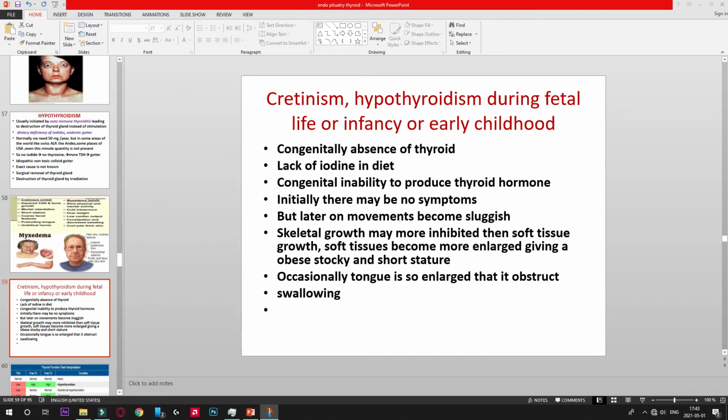First, we will take the cretinism in childhood. Cretinism is hypothyroidism during fetal life or infancy or early in childhood. This hypothyroidism or cretinism may be due to congenital absence of the thyroid gland, or lack of iodine in the diet. It may be the congenital inability to produce thyroid hormone. Initially, there may be no symptom, but later on, movement of the neonate becomes sluggish. Then, a very important thing, the skeletal growth may be more inhibited as compared to the soft tissue growth. Soft tissues become more enlarged, giving an obese, stocky, and stout-statured appearance of the baby. Occasionally, the tongue is so enlarged that it obstructs swallowing.